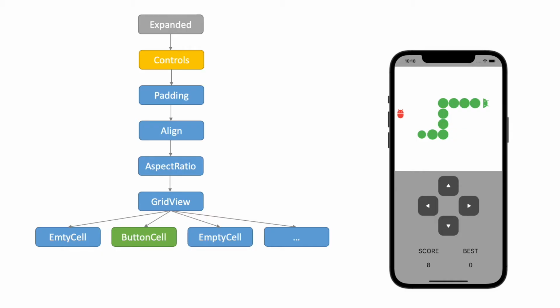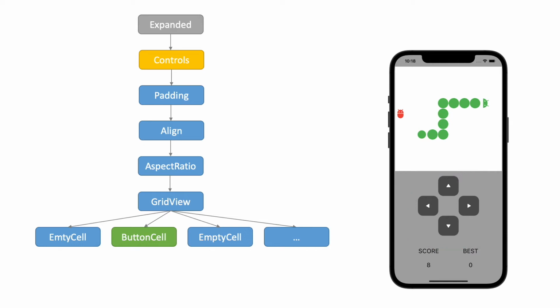Next, let's take a look at the controls widget. This one is a bit more complex, so let's draw a widget tree. First, we want to have some padding from the top and the bottom components. Then we need 4 rounded square buttons for each direction.